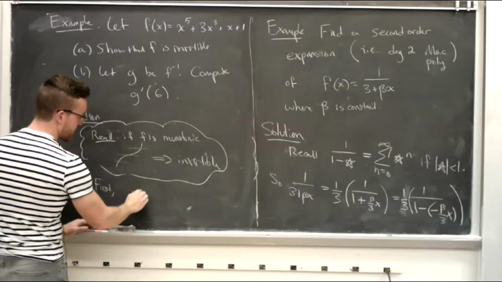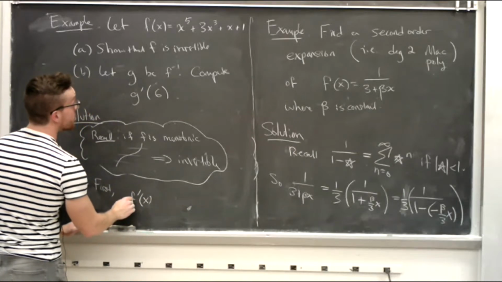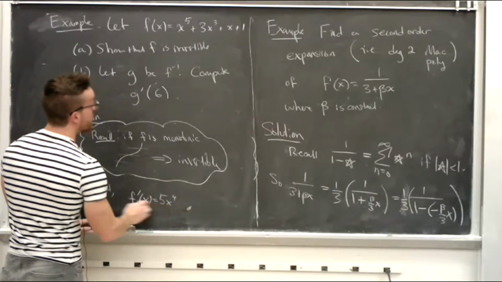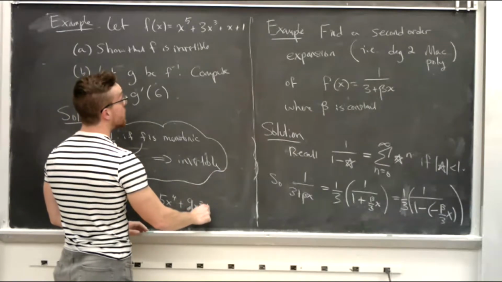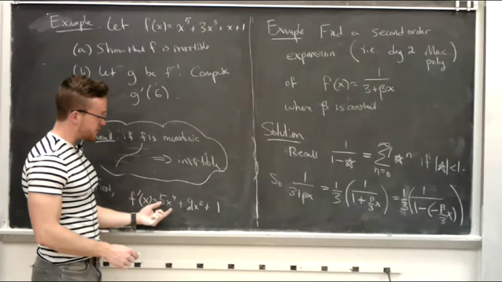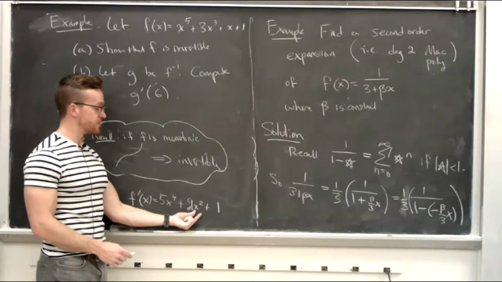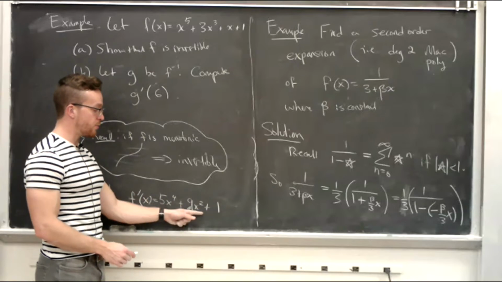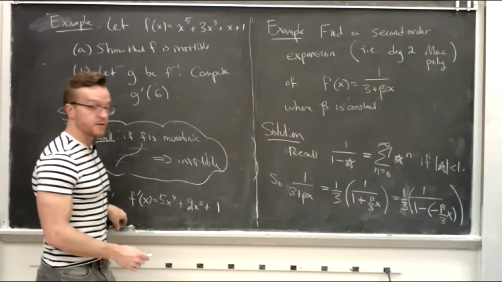So first I would take the derivative. The derivative here is going to be 5x to the 4th plus 9x squared plus 1. And indeed, I have x to the 4th, x squared. These are both even powers of x, so both of these terms are going to be non-negative. So I have 1 plus a non-negative thing. The whole thing's going to be positive.